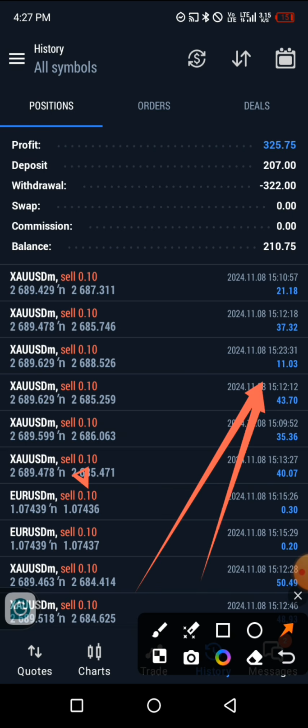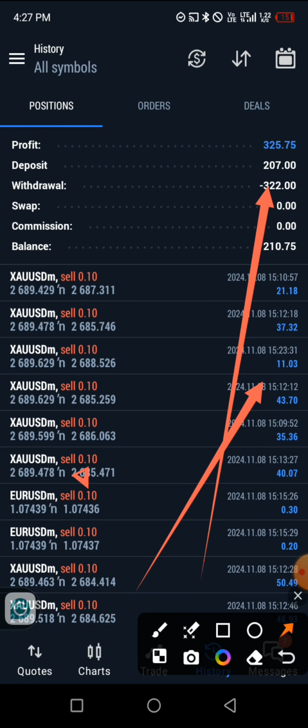If you look at the time right here, it's showing you 3:25. This is 15:12 or 15:09, as you can see right here. So this is just some hours ago. It was a $200 deposit, and we flipped this account in a few minutes and we've made withdrawals.